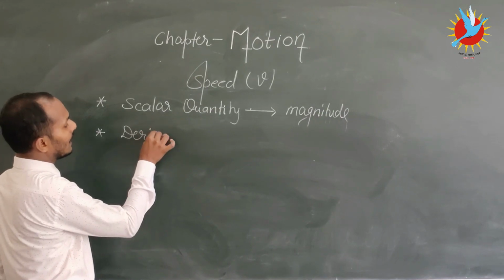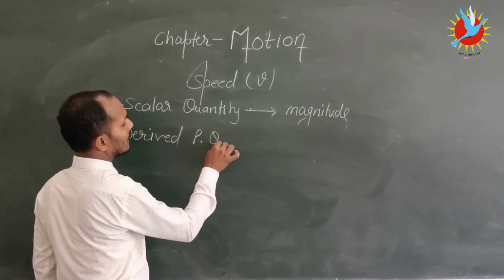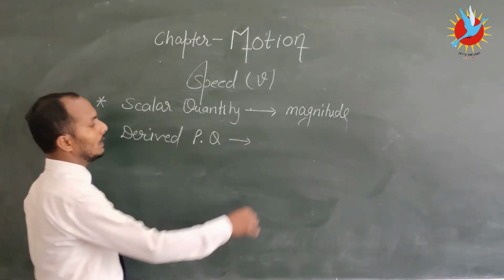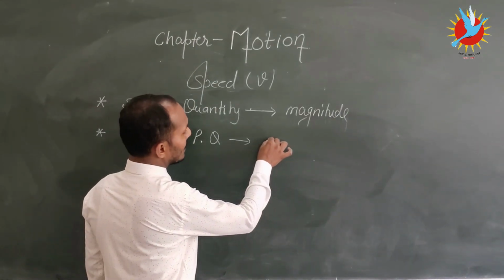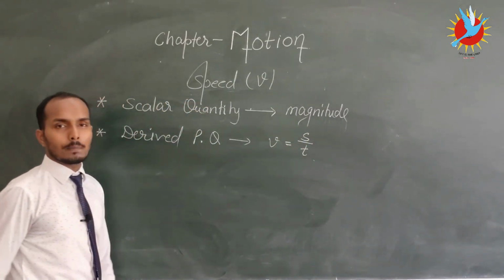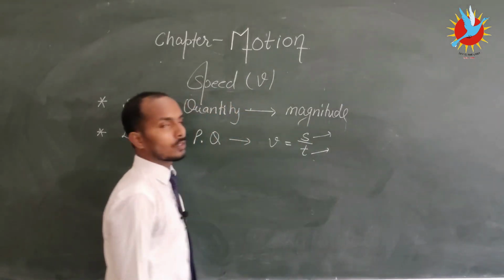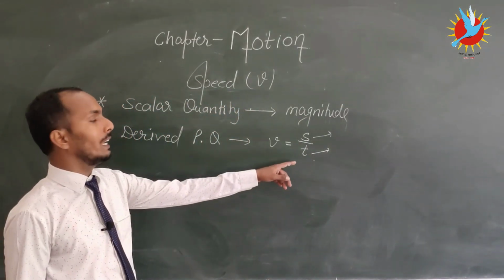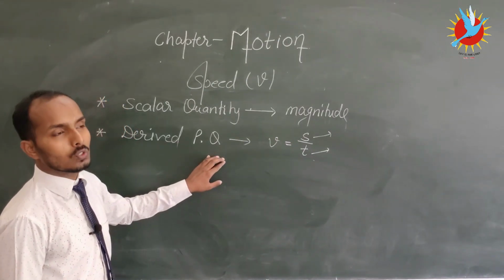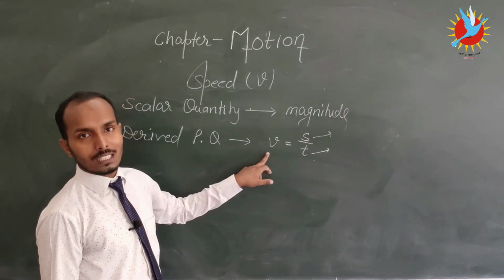Okay, it is a derived physical quantity. Why is it said to be a derived physical quantity? Because the formula of speed is distance upon time. Distance is a fundamental physical quantity, time is also a fundamental physical quantity, and speed is derived from them. What is the meaning of derived physical quantity? Those physical quantities which are derived from fundamental physical quantities are said to be derived physical quantities.